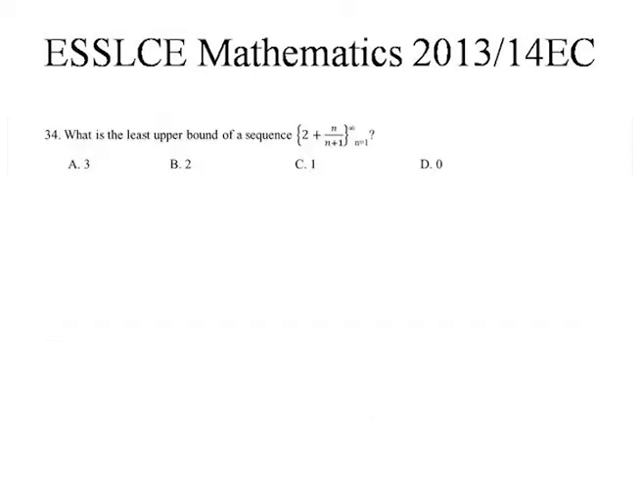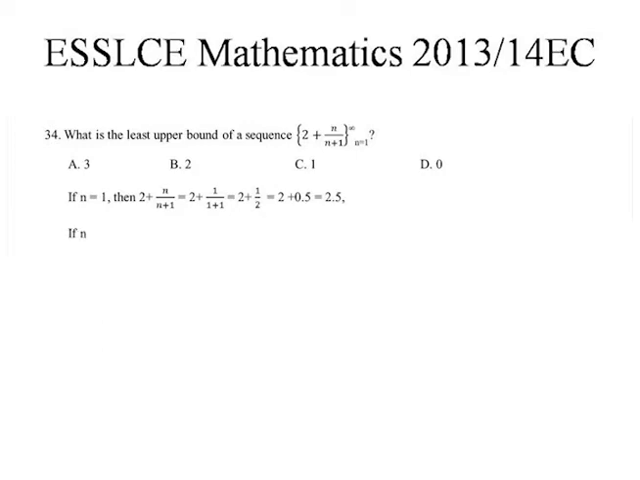Question number 34. What is the least upper bound of the sequence 2 plus n over n plus 1 as n ranges from 1 up to infinity? Let's list some of the terms to understand the pattern of the sequence. If n is equal to 1, then 2 plus n over n plus 1 is equal to 2 plus 1 over 1 plus 1. 1 over 1 plus 1 is 1 over 2, which is 0.5. So 2 plus 0.5 is equal to 2.5.